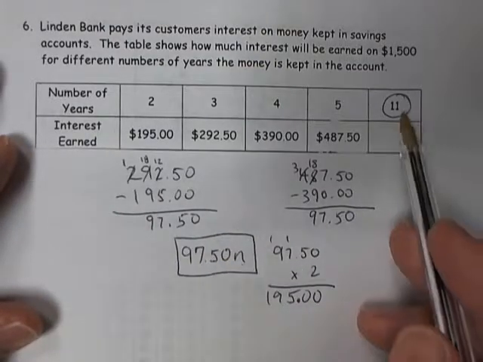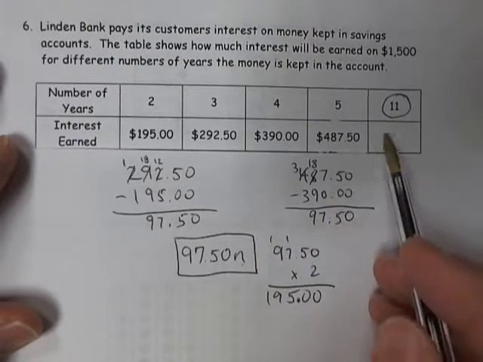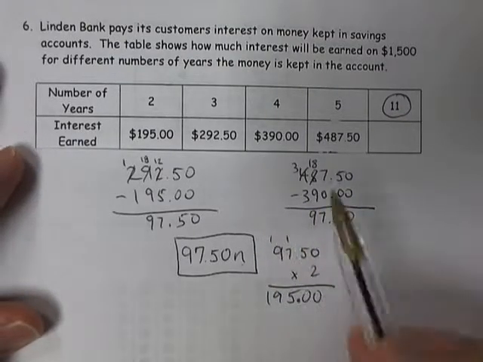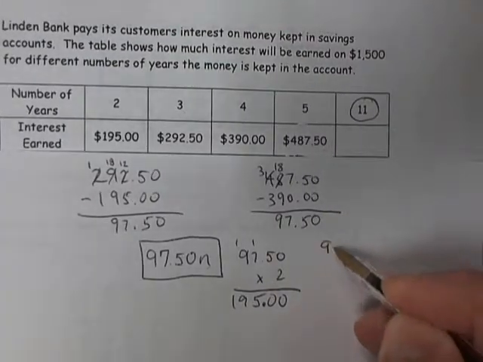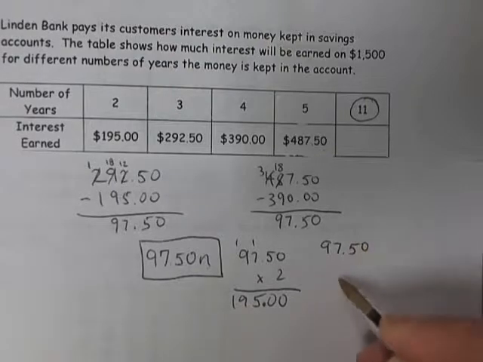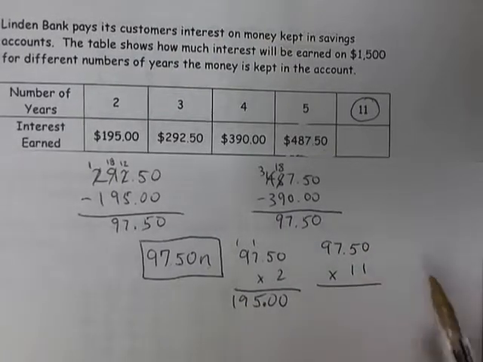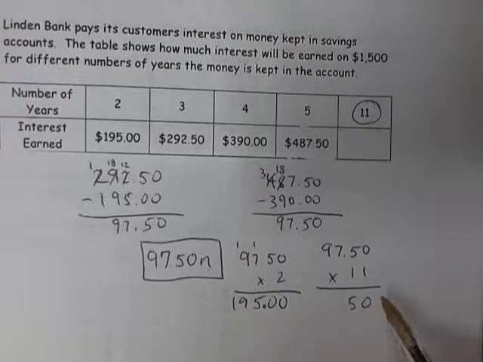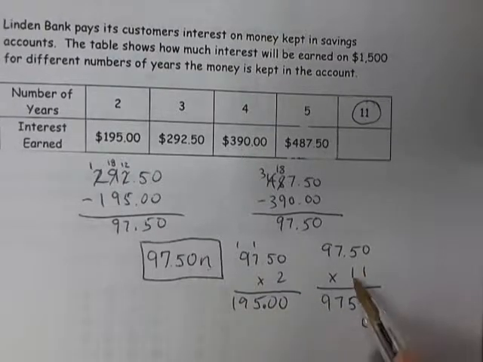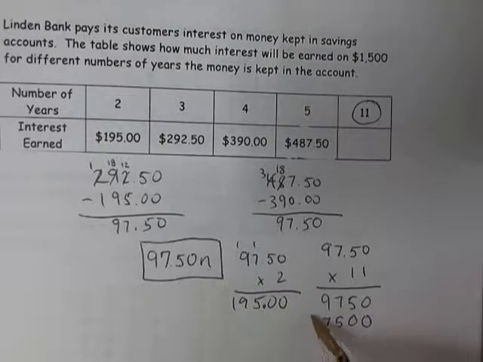Great. So now all I need to do is plug in position 11 into our rule to fill in interest earned for year 11. When I plug in 11 for n, I get $97.50 times 11. And this is real easy to multiply. 1 times 0 is 0. 1 times 5 is 5. 1 times 7 is 7. 1 times 9 is 9. Add your placeholder before you multiply by the second one, and then just rewrite the same numbers that you just multiplied by 1. So 7, 9, and now we add.